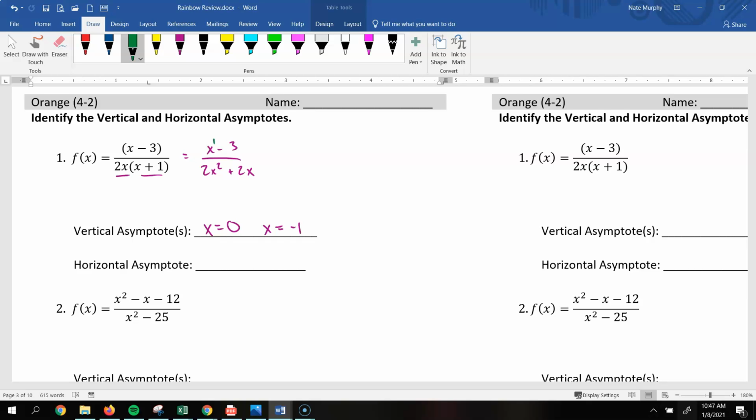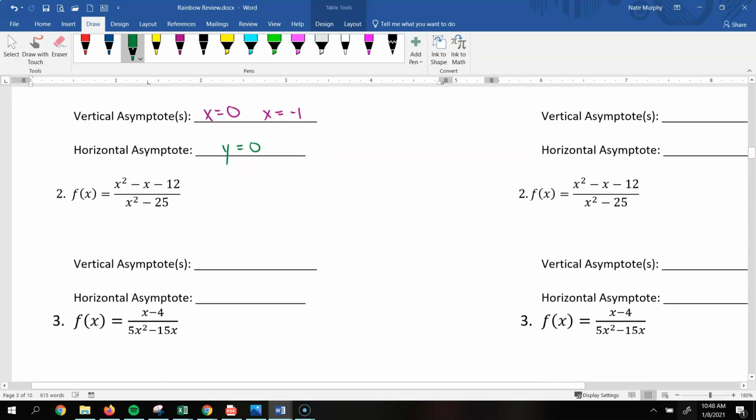Remember, for the horizontal asymptote, if the degree in the denominator is bigger than the one in the numerator, that always means that your horizontal asymptote is at y equals 0. There are two ways to look at it. If your degree is smaller in the numerator than in the denominator, your horizontal asymptote is at y equals 0. Or if the degree in the denominator is bigger than the one in the numerator, y equals 0. It doesn't matter, whichever way works for you. But in this case, our horizontal asymptote would be y equals 0. Let's look at the next one.